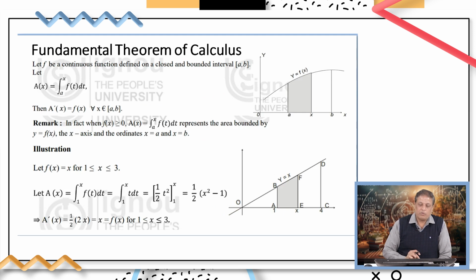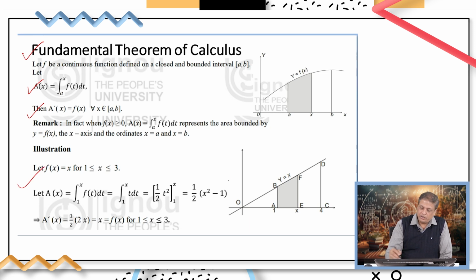Thereafter, we also learned about the fundamental theorem of calculus, and we identified how this theorem geometrically explains that the integral of any function represents the area under the curve. We also learned that the derivative of a function and the integral of a function are opposite of one another, and this theorem says that if A(x) is equal to the integral of a to x f(t) dt, then the derivative of A(x) is equal to f(x) for all values of x defined in an interval [a, b].